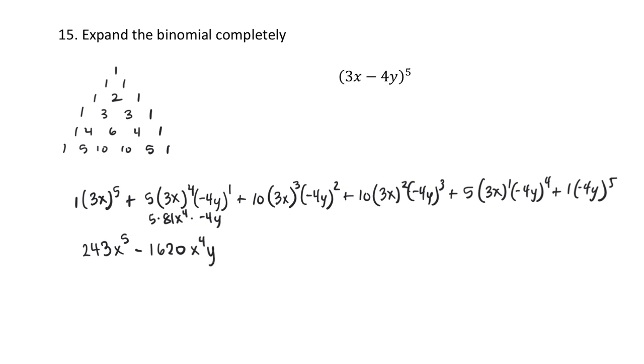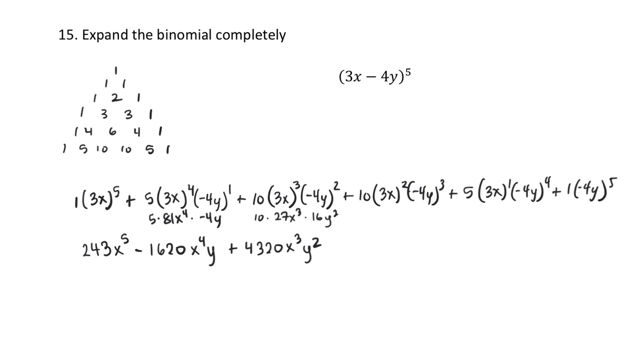Now for this term here, we have the 10, and then 3x to the third power is 27x cubed, and -4y squared is positive 16y to the second power. So we need to multiply the 10 now, and the 27, and the 16. That's going to give us positive 4,320 x cubed y squared.